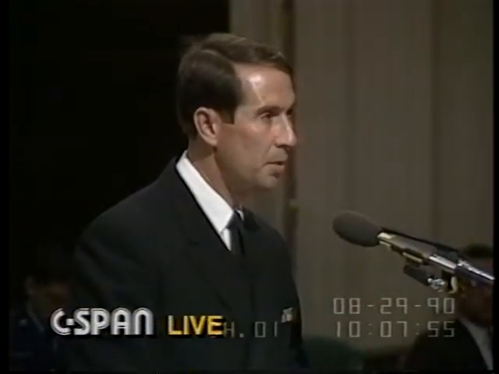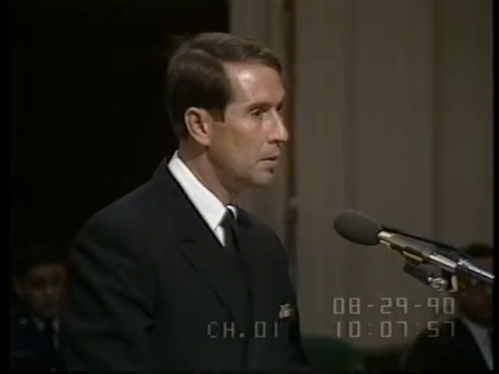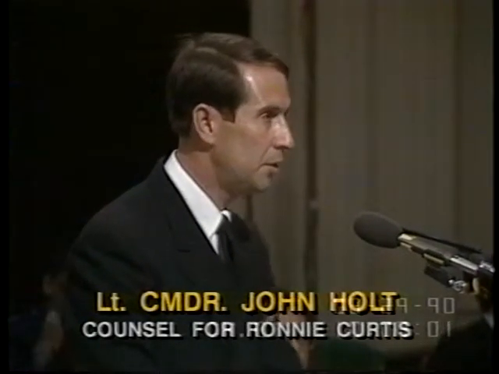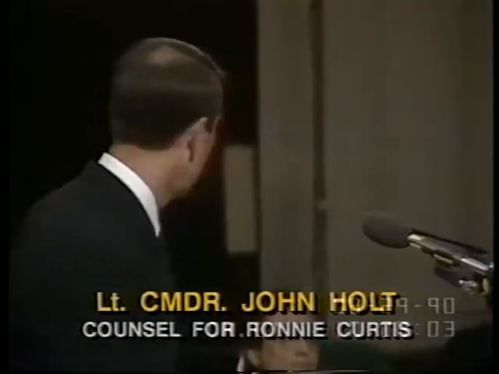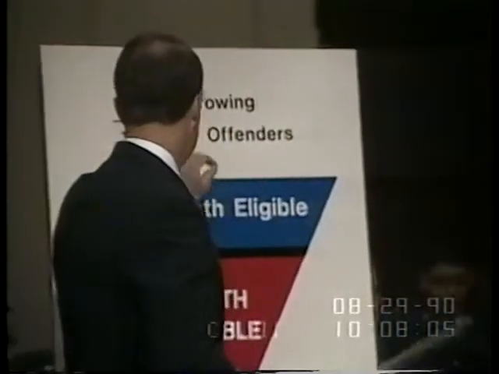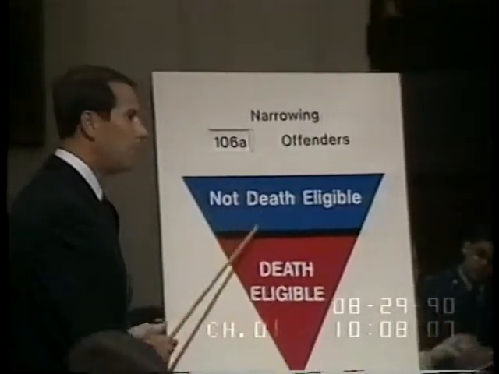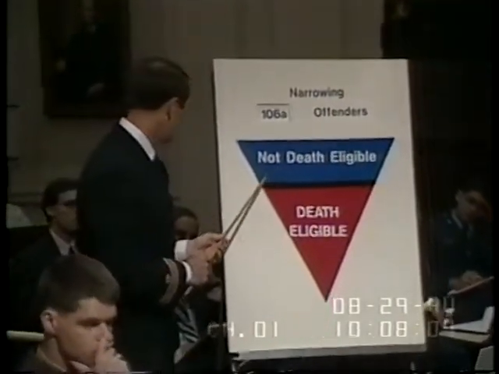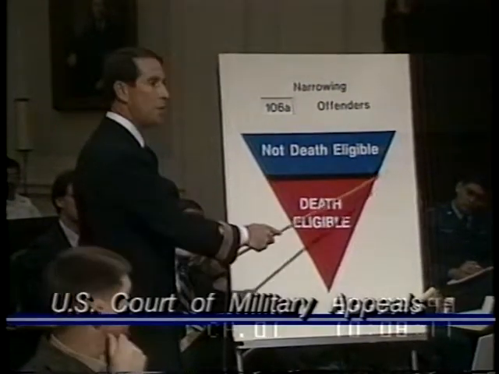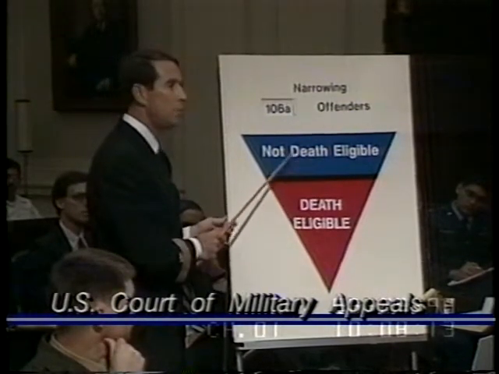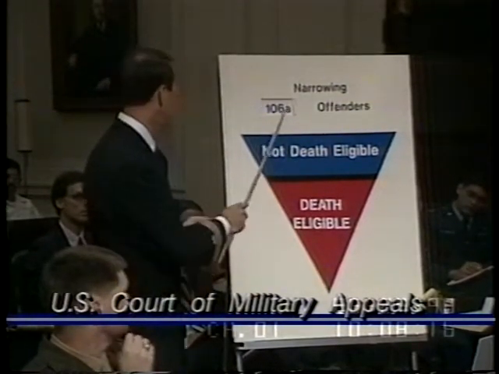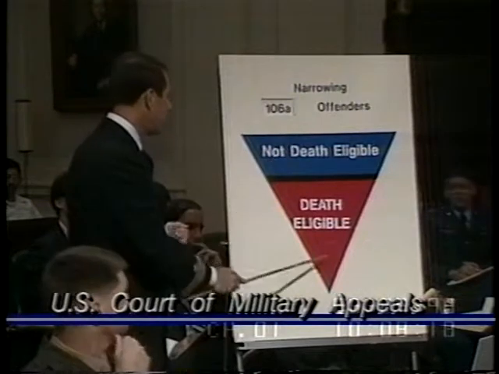Is it our position that 106A is unconstitutional, or the delegation to the president? The delegation provision therein. That issue is not before the court, but we submit that that delegation is unconstitutional. May I tell the court why? Best seen by comparing 106A with 118. As the chief judge points out, Congress has drawn the line, and what Congress did in 106A is they specifically narrowed the class of espionage offenders.